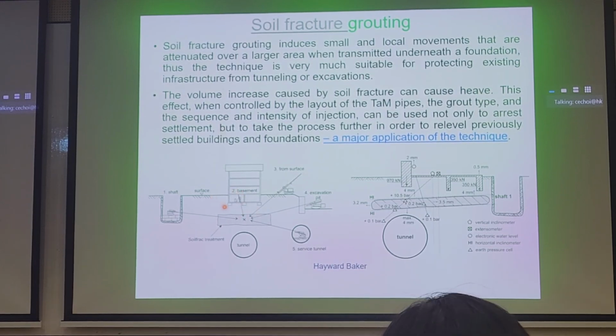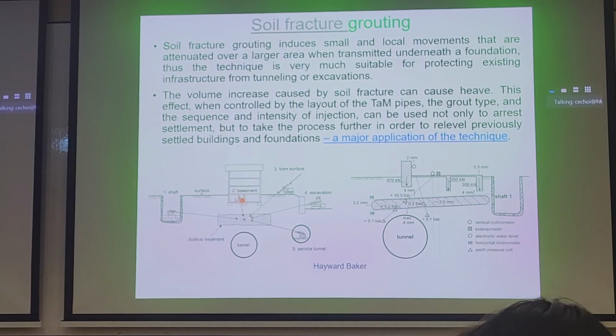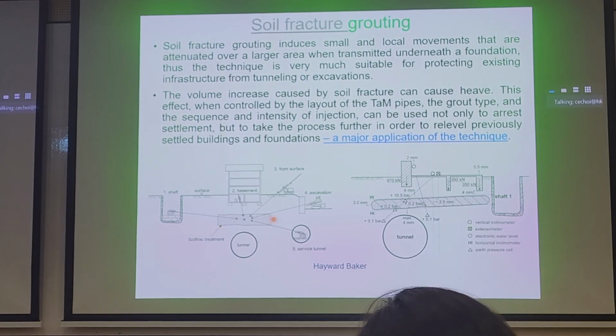If a client allows, you can also go inside their basement, put the rig there, drill right through the basement, and carry out the grouting works like that. So that's how this soil frac beam would work.